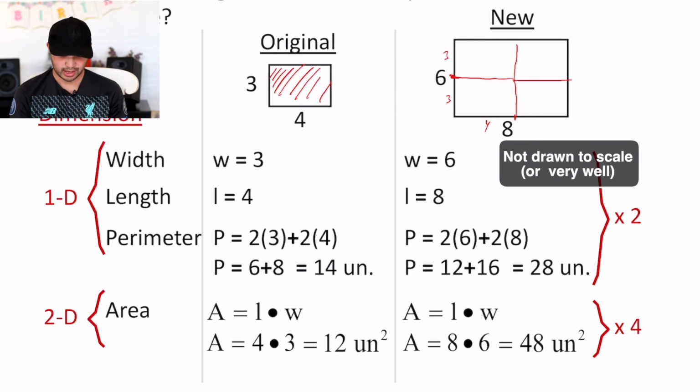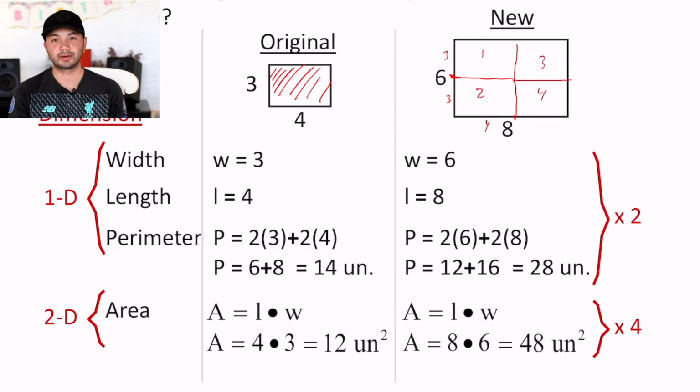So check it out. I have 1, 2, 3, 4 of the same rectangles there. And that's because whatever I multiply by, I'm multiplying the length and the width. So that's why it's squared. If it's twice as long, it's twice as long on the length, twice as long on the width. So I'm multiplying times 2 twice.